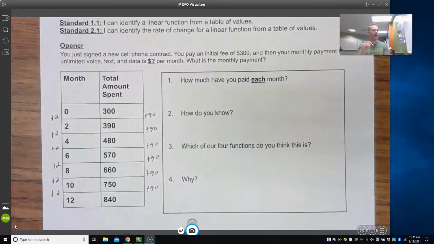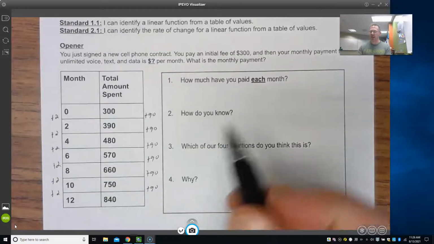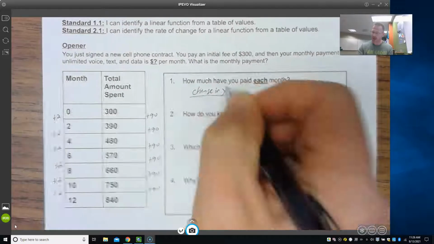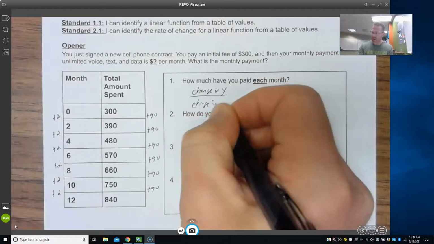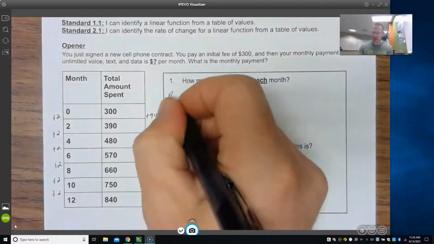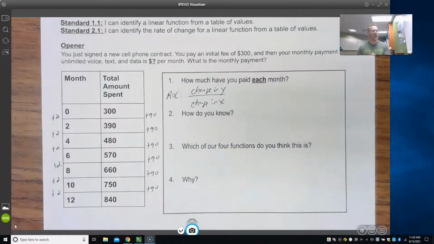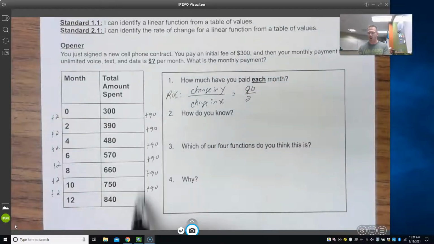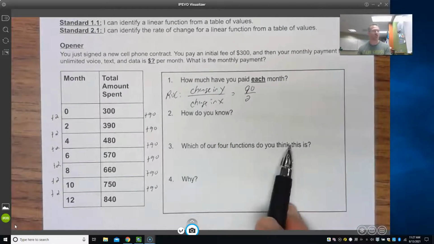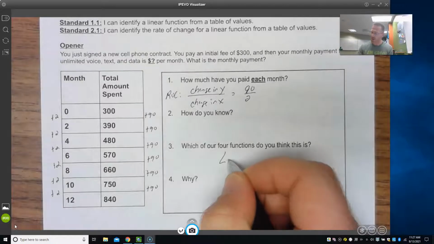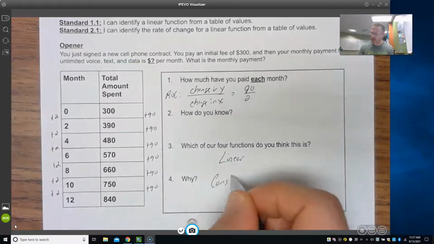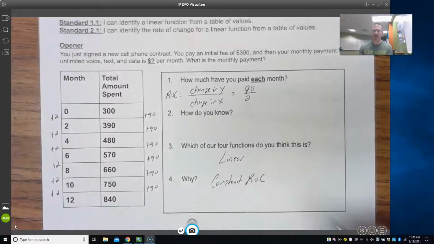Now, my rate of change, remember, is the change in Y to the change in X. That's our rate of change, ROC. And when we look at that, my rate of change is 90 to 2. And that repeats over and over. It's constant. All right, that's constant. So when I see that, I'm going to jump to question 3 here. We know it's linear. And the reason we know it's linear is because it's a constant rate of change.